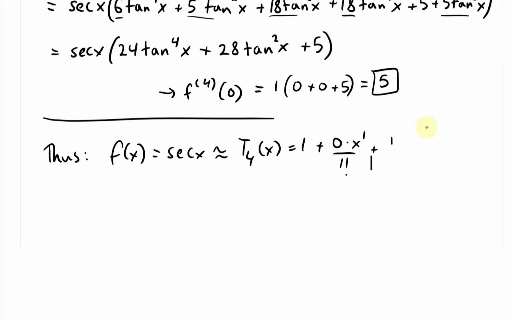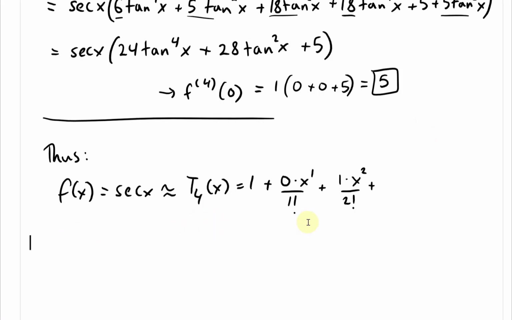This is going to be 1 times x squared over 2 factorial, plus, now the next one's going to be, I'll move this over here to have more room. Now the next one's going to be 0 times x to the 3 over 3 factorial. Then the last one's going to be 5 times x to the 4 over 4 factorial. So we're only looking at 4 terms like that.